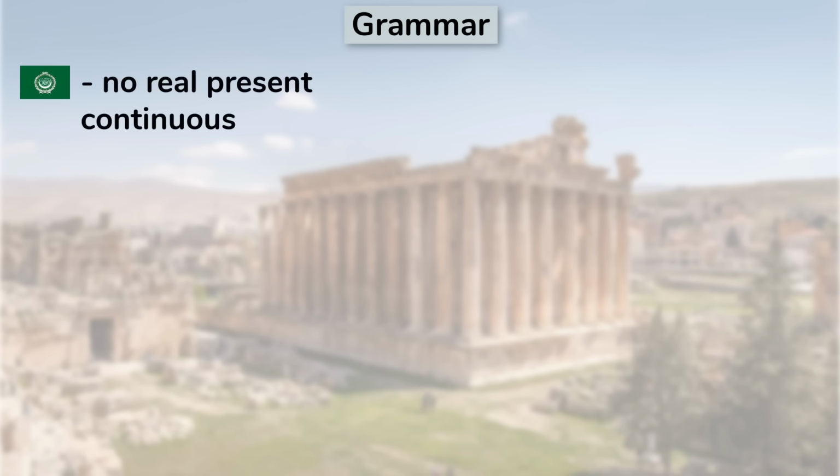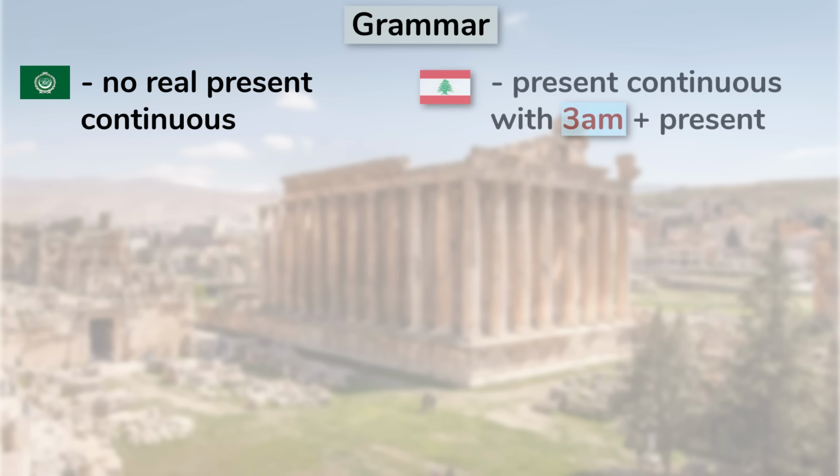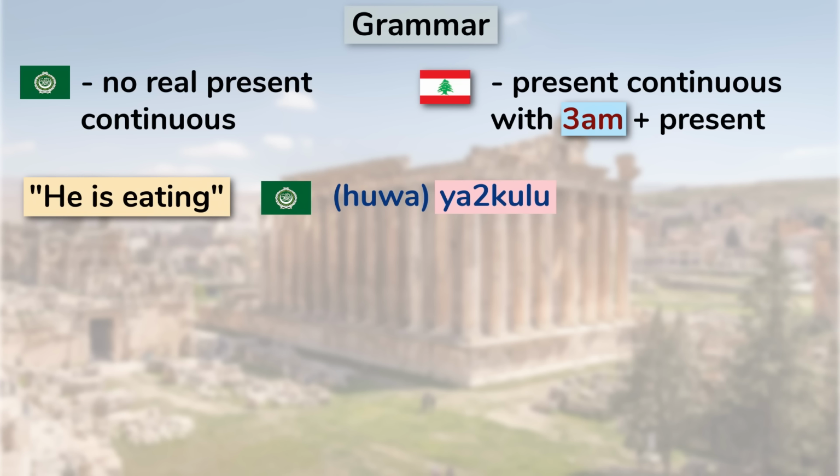In MSA, there's no real present continuous form of the verb. The non-past form of the verb is typically used, as for the simple present. But Lebanese Arabic has a special present continuous form, using the continuous marker عم followed by the present tense. So in MSA, he's eating would be هو يأكل, or just يأكل.